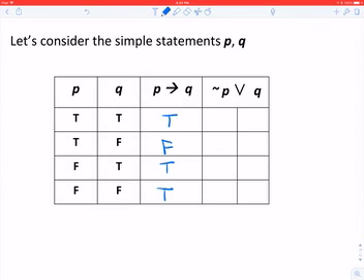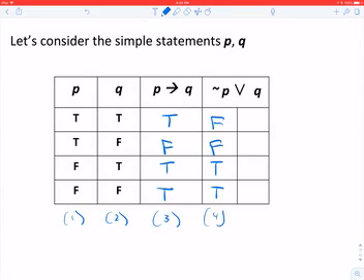Now, if we do the next one, we have to do not P first, so it's going to be false, false, true, true. We want to compare, so let's be consistent. So we're going to say 1, 2, 3, 4. So now we're going to compare column 4 to Q, which is column 2. We're going to compare them with an or. Or means at least one of them is true. So at least one is true, neither one is true, at least one is true, at least one is true.